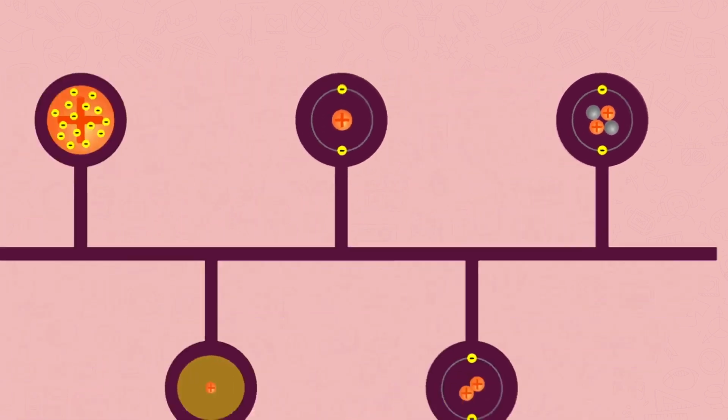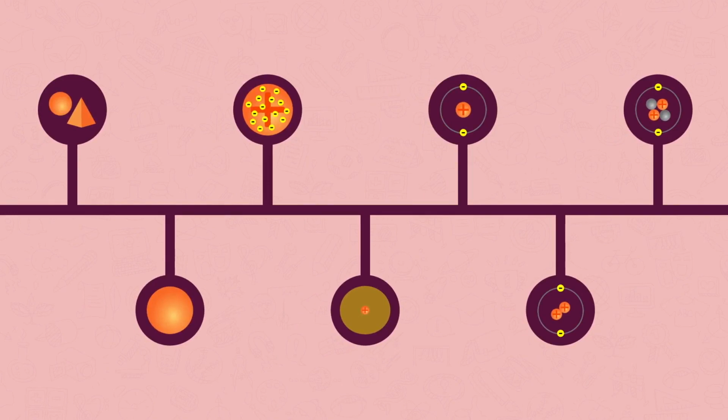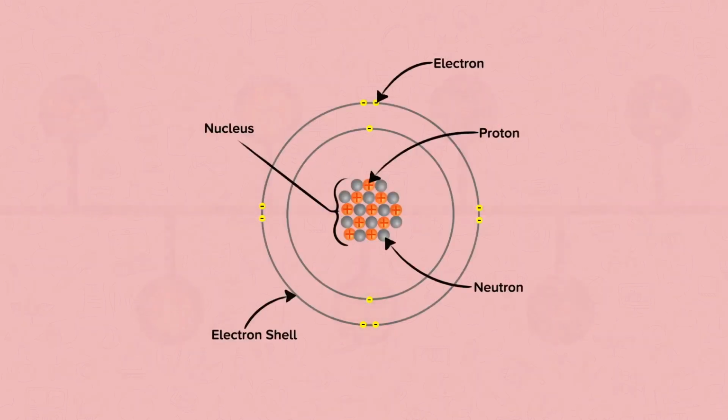So here we have the timeline of the atom. The current model of the atom is actually very like the Bohr model, but the electrons are moving too unpredictably and too quickly for us to know exactly where they're located. We can, however, make a good guess. We can say where they are likely to be in the atom. So here is our model of the atom that we know and love now.